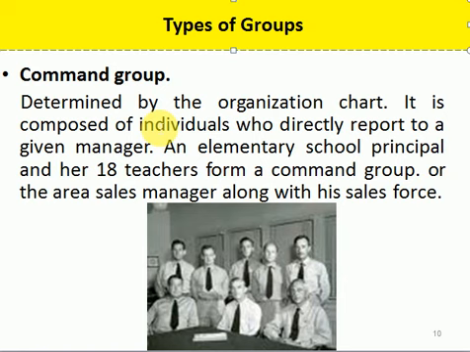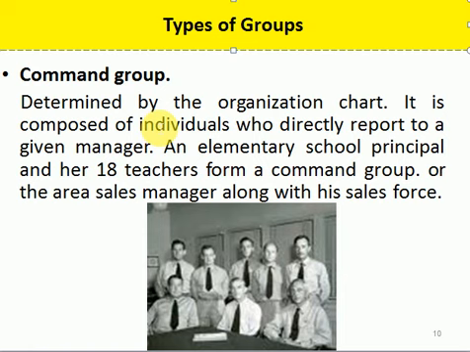If you enter any organization and want to know the organizational structure of that organization, you refer to the organizational chart. In the organizational chart, everything has been determined: who is the leader of the organization, who are the managers, who are the chief executive or COO, and many more, and under whom they are working.